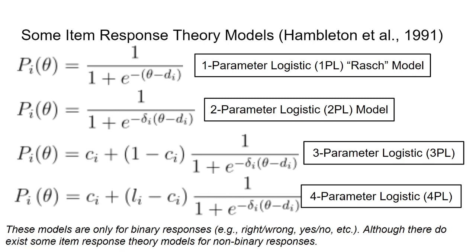And for the 4 parameter logistic model, all we're doing is adding an upper bound here, L. And this upper bound is interpreted as accounting for any careless mistakes someone with a higher ability might make. Because we don't want to assume that they're guaranteed to get a question right 100% of the time. They might just misread something or skip over some information. So an important assumption with this as well is that all these models are just for binary responses: right, wrong, yes, no. There are some models that exist for non-binary responses, but we're not going to go over those.